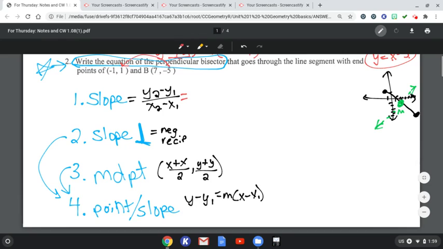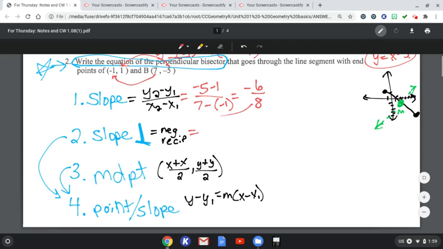y2 minus y1 is -5 minus 1 over x2 minus x1, which is 7 minus -1. That gives you -6 over 8. Now I'm going to keep that as 6 and 8 instead of reducing it. Some of you might go to -3/4 with it. Doesn't matter to me. If you make a mistake while simplifying your fractions, you're going to get credit taken off. You can leave it in this regular format all the time.